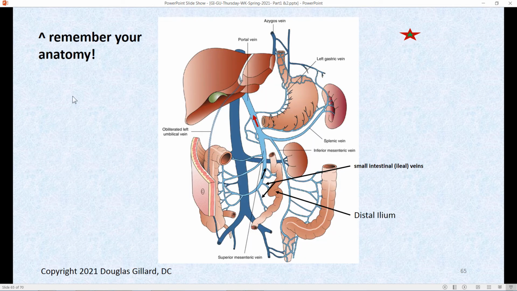Remember this, remember your anatomy. The hepatic portal system is what drains most of the organs in the intestines. And so we're down in the distal ileum down here, and you can see there's the small intestinal ileal veins going into the superior mesenteric vein, and then it goes into the hepatic portal vein, and it gets into the liver.